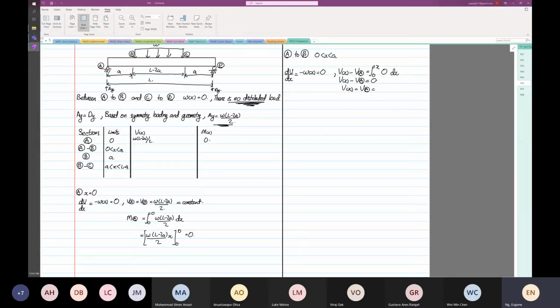V at point A from our previous analysis, right? So from our analysis over here, V at point A is equal to omega (L minus 2A) over 2. Okay, so now once you have this, you write it down. You write down omega (L minus 2A) over 2, right?